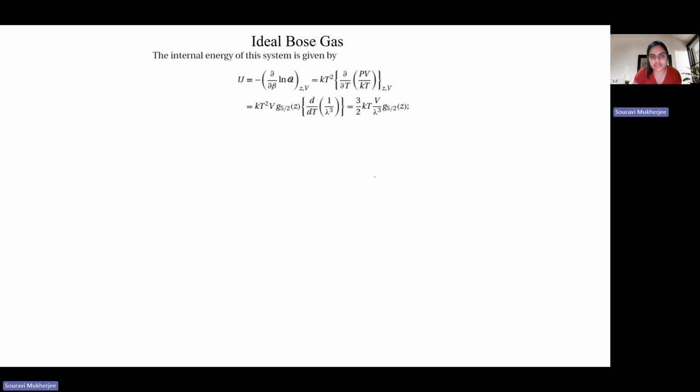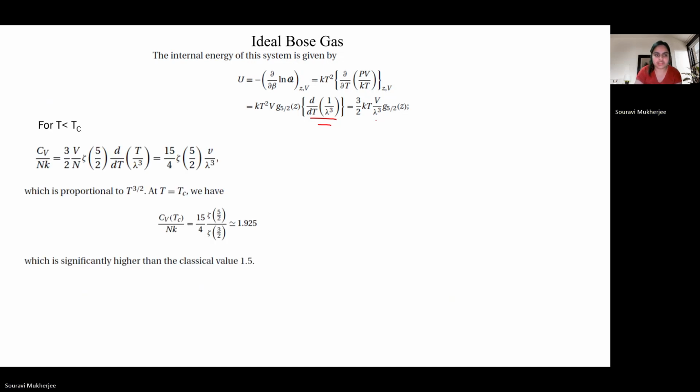And now you know the relation between internal energy and the grand canonical partition function. That is given as this derivative, right? Minus del del beta of ln q. So you can write the derivative in terms of capital T, and this is how it would look. Because you're doing the internal energy, you have to do this derivative here, and this is how it turns out to be: 3 by 2 KT, V by lambda cube, G 5 by 2 Z. So here for T less than Tc again.